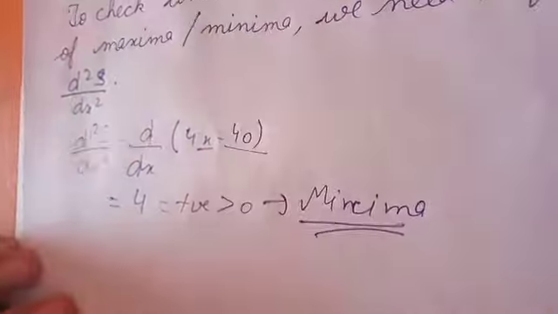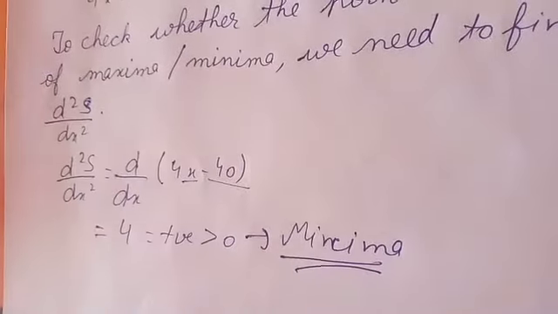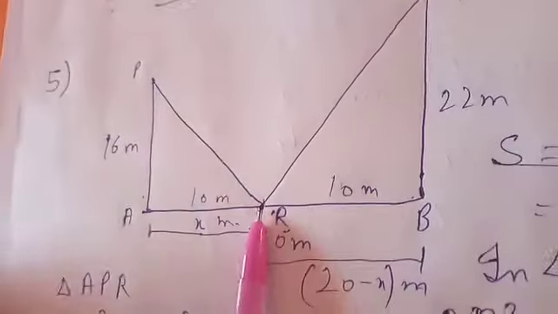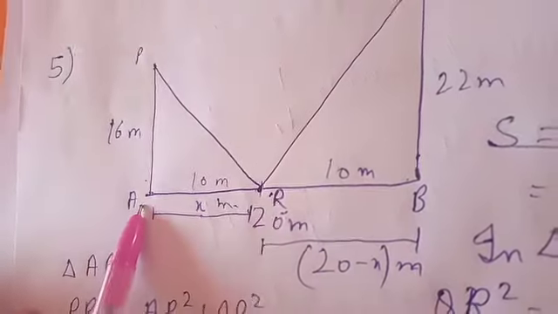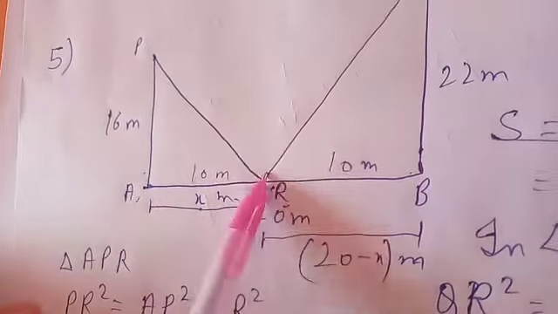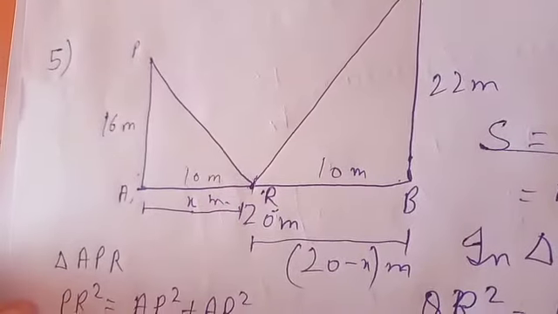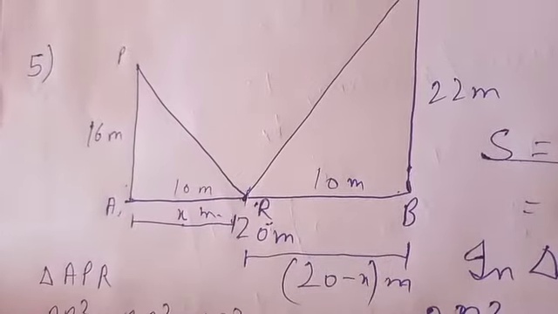Therefore, at x equal to 10 meters, means when this point R will be 10 meters away from A, then PR square plus QR square, this sum will be minimum. Okay, understood this question? If not understood, then you can ask through WhatsApp. Now sixth question is easy, you can try on your own.